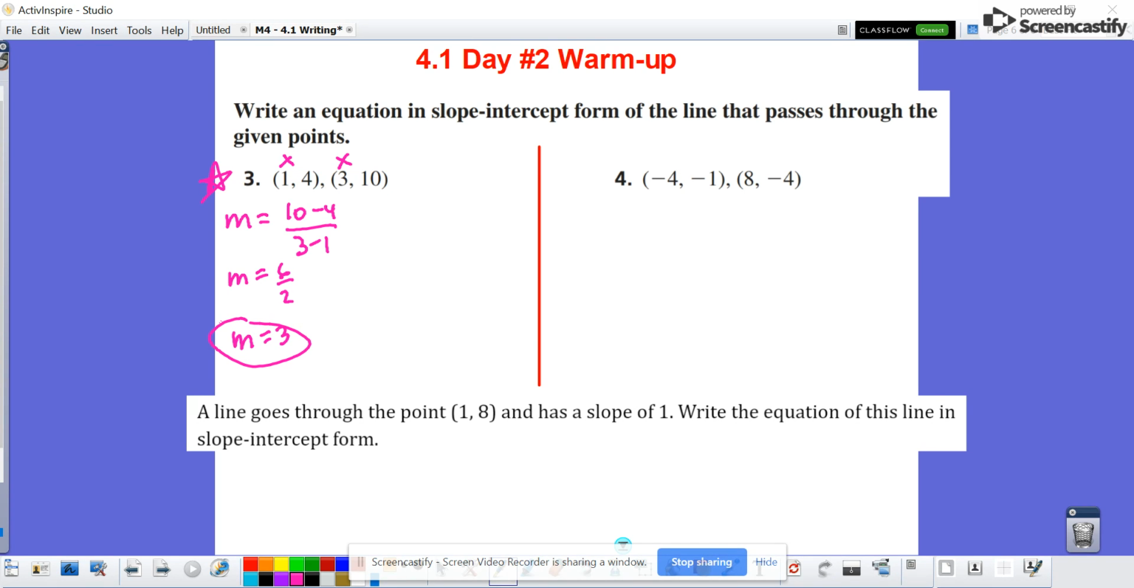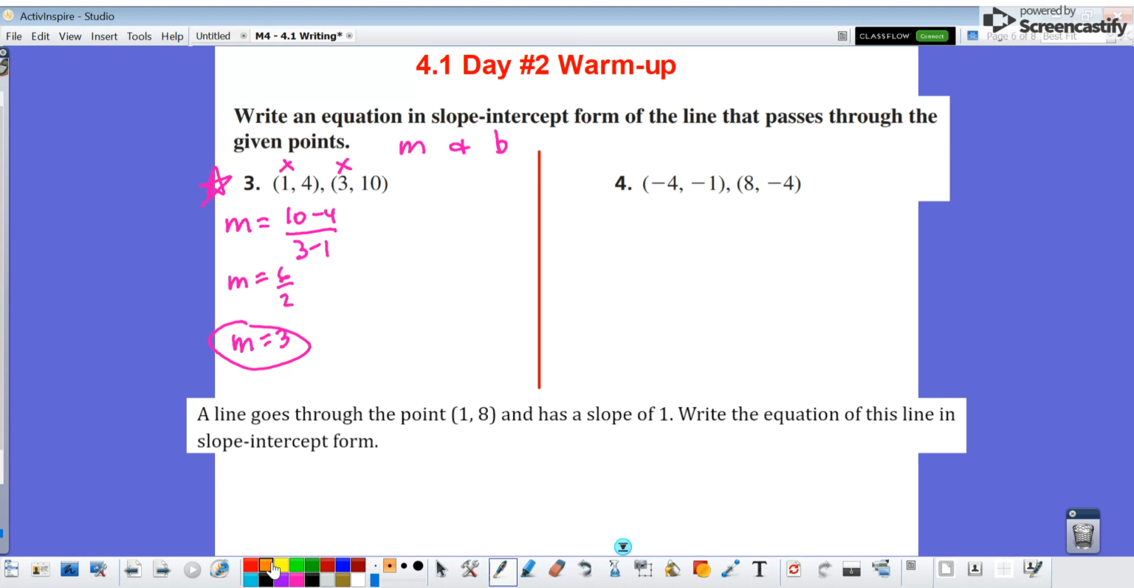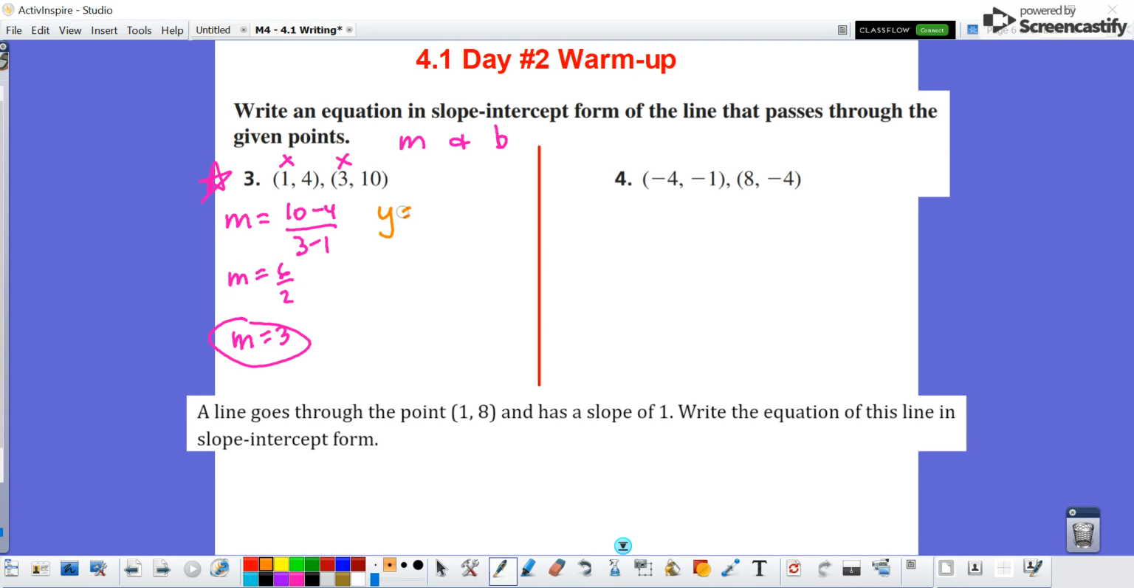And that's good. However, I still need to find my b value. Remember, we need m and we need b. Those are the two things we must have to make our equation. But what I can do is take the information now that I know, which is the slope of 3. So I know y equals 3x plus b.